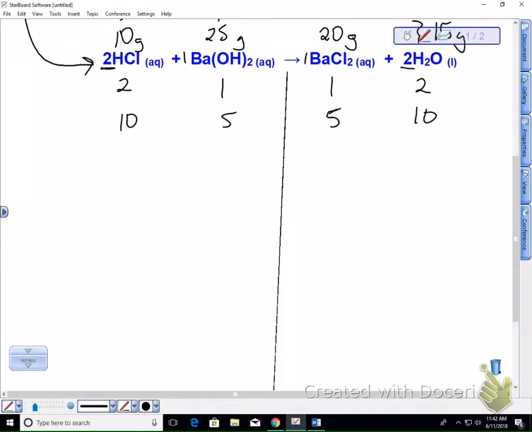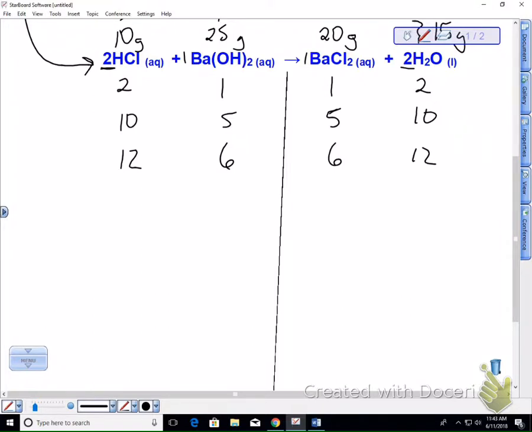Let's try a different reactant. Let's start with 12 moles. Let's just call it moles this time. 12 moles of HCl. How many barium hydroxides would I need? Well, you can see for every 2 HCl you need 1 barium hydroxide, so you would have half of that. You would need 6. And then you would make 6 barium chlorides and then 12 waters.